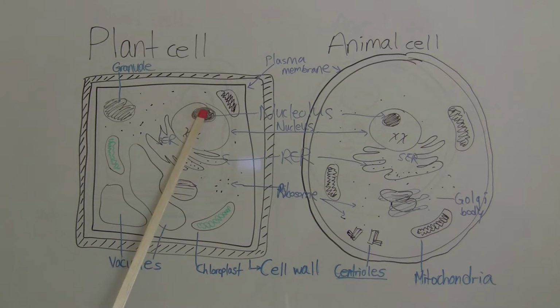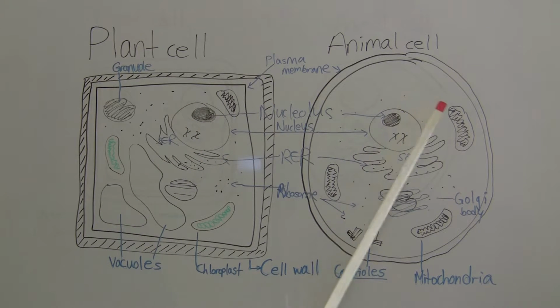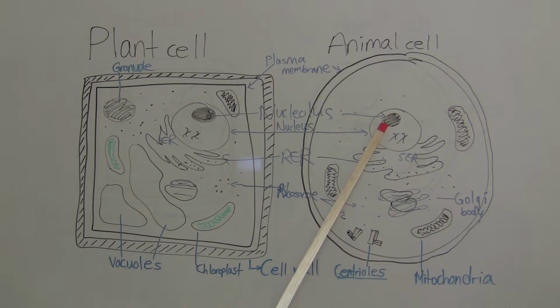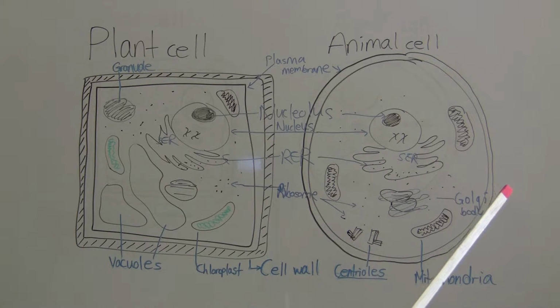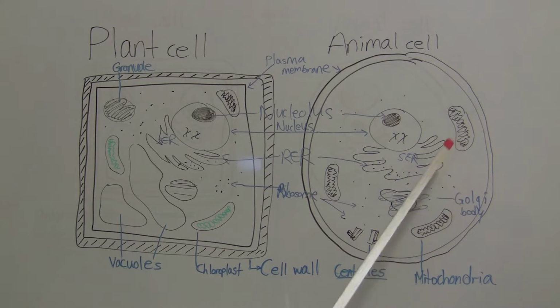And it contains the nucleolus, which is a sub-organelle found inside the nucleus, like here. It's the site of synthesis for ribosomal RNA and ribosomal subunits for protein synthesis that will be used later.